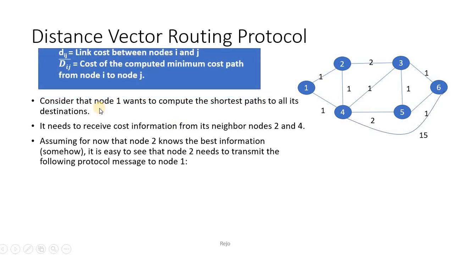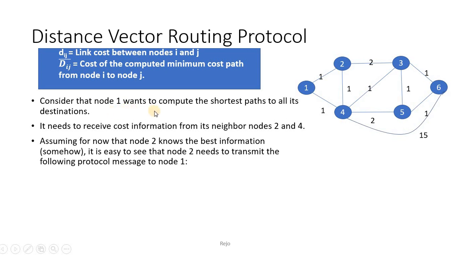As usual, we'll use the Bellman-Ford algorithm's terminology here in the distance vector routing protocol. Since it has a close tie with the distance vector routing protocol, we are using the Bellman-Ford terminology. One is d_ij, that is lowercase d_ij, which represents the link cost between nodes i and j, and uppercase D-bar_ij represents the cost of the computed minimum cost path from node i to node j. So consider that, we'll look into an example now.